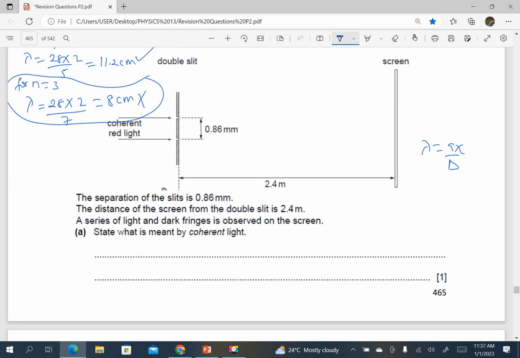State what is meant by coherent light. So what do we mean by coherent light? Coherent light would mean constant phase difference between light waves, or light waves which have a constant phase difference between them. So this one means constant phase difference between light waves.